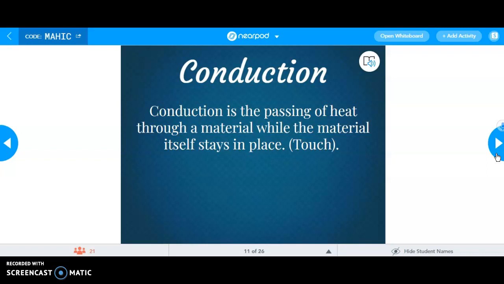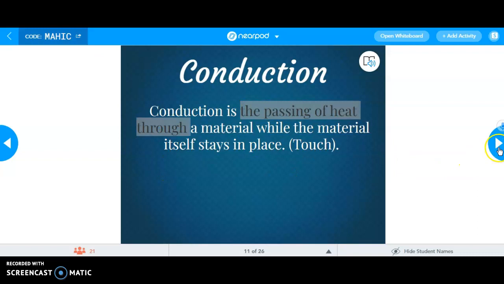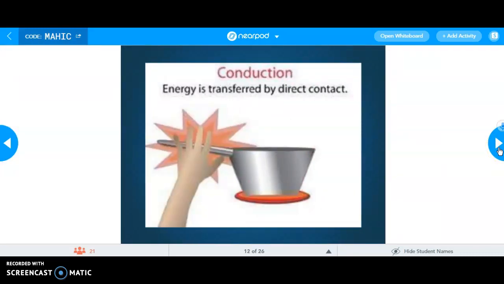Conduction. Conduction is the passing of heat through the material while the material stays in place. So it's the passing of heat through touch, which is what I'm going to write: the passing of heat through touch. I'm not writing that the material stays in place because that doesn't make a lot of sense in my head. When two things touch and heat passes, it's conduction, which makes sense to me. The passing of heat through touch is conduction. So again, say you grab a hot pot off the stove that's flaming hot and you burn yourself. You just went through conduction. So burning your finger on a hot pan or on the stove, that's conduction.